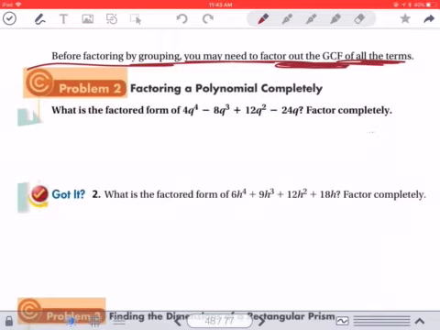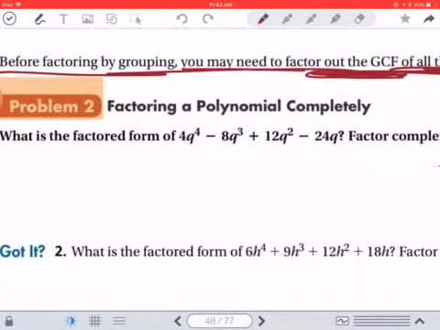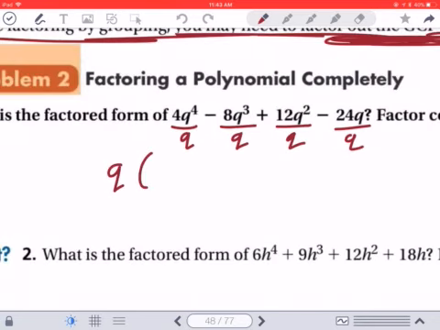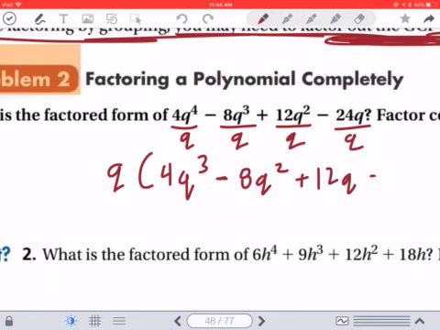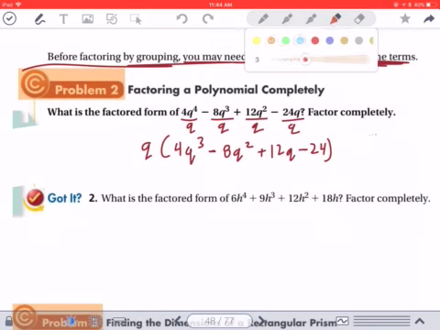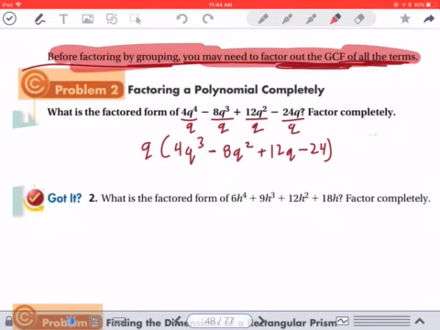All right, assuming that you've paused it, let's give it a try. I noticed they all have a q in common, so I'm just going to factor out that q before I do anything else. I'm going to rewrite this as 4q cubed minus 8q squared plus 12q minus 24. So what I did was factor out the greatest common factor first. They all had a q in common.